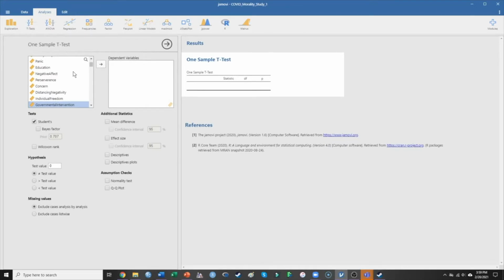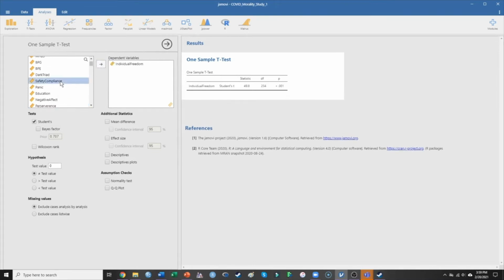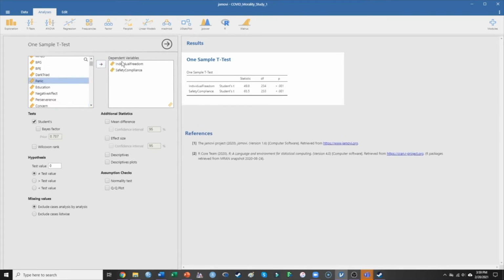From here, I just need to find the two variables that I'm interested in. You might be interested in more. For me, it was individual freedom as well as safety compliance. I'm going to move both of those variables into the dependent variable box, and that's going to give you some output, but we aren't quite ready to look at that output yet, because over here I need to specify the test value.